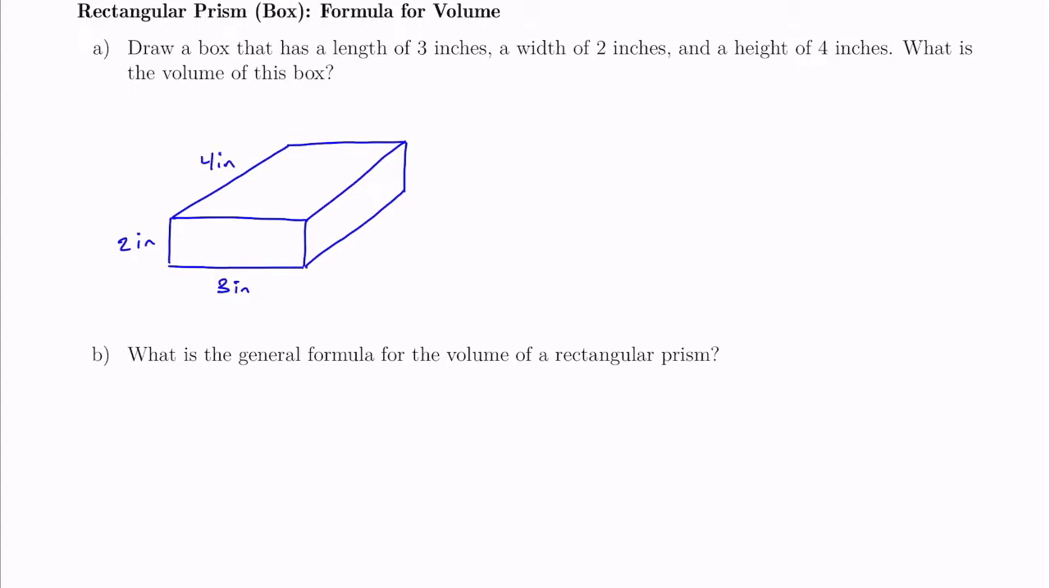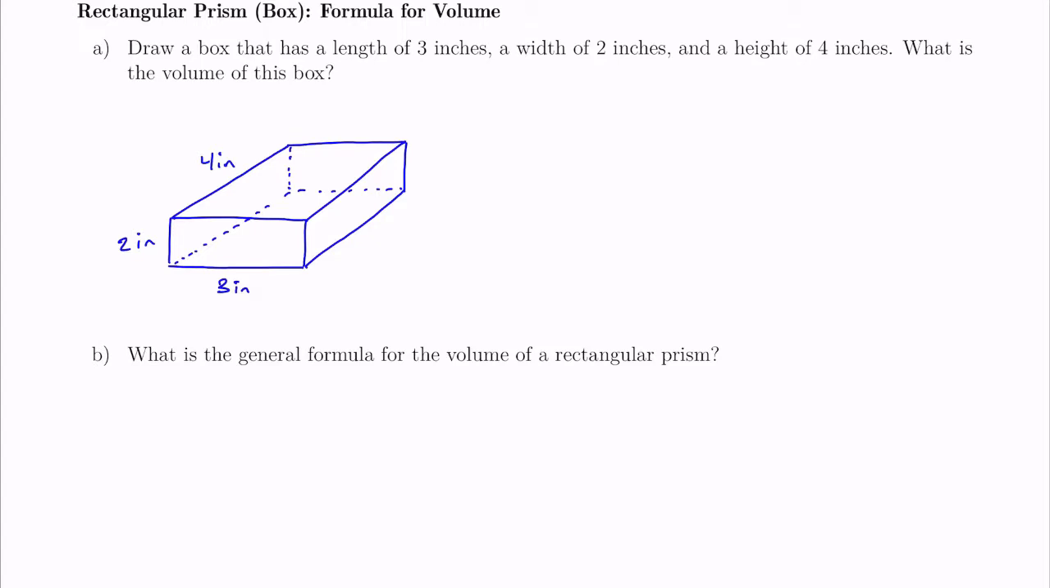It's important to recognize there are a few sides that we can't see, and so often these will be drawn in with dashed lines to show the edges, and therefore the sides that we can't see, that were on the back side of this box. So now we have our shape drawn, a 3 inch by 2 inch by 4 inch box.